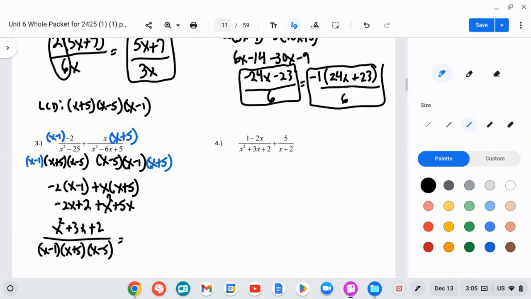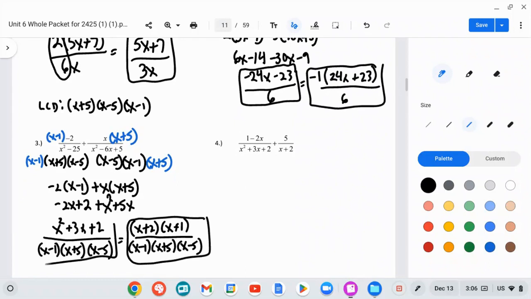And I always try to simplify if I can. Are there any multiples of 2 that add to give me 3? I think it's 2 and 1. Both positive, though. So I don't see anything that's going to cancel, unfortunately. Man, that would have been nice. So I'd accept this one or this one. They're both good since nothing canceled. If something canceled, then you've got to cancel them. So that's number 3.